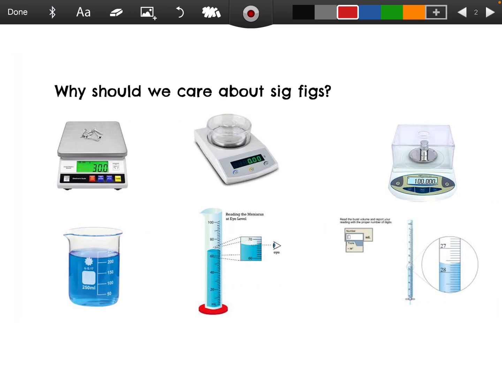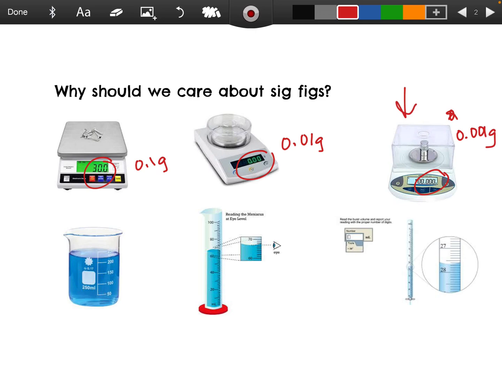So for example, if we look at the 3 scales along the top, this first scale, if you look at the number, it reads to the 1/10 of a gram. This second scale reads to the 100th of a gram. The third scale on the far right measures to a 1,000th of a gram. So this scale is going to be much more precise in our answer than the first scale.